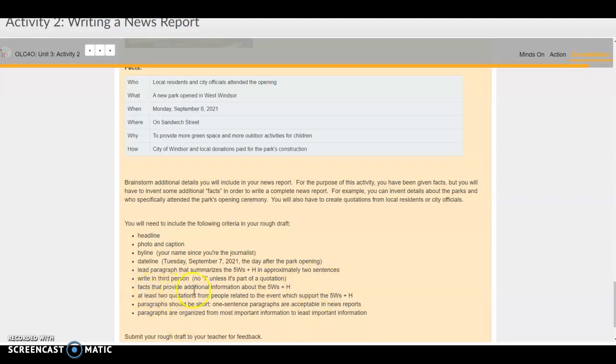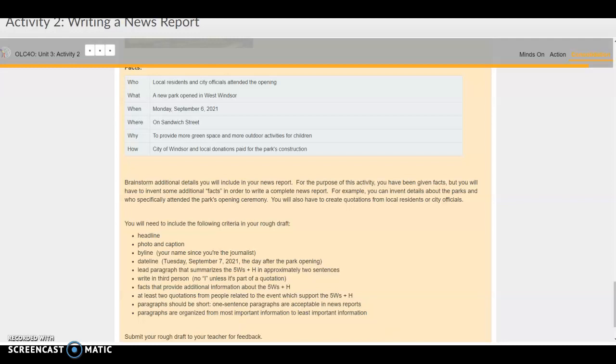You're going to include facts and provide additional information about the 5 W's and H. So after you've established your 5 W's and H in your lead paragraph, you're going to continue to explain them in your second and third and fourth paragraphs. You're going to have at least 2 quotations from people related to the event. So they could be witnesses, they could be city officials, they could be anyone that is relevant that is commenting on the new park. You're going to make sure that your paragraphs are short. They can even be one sentence. You can have really short paragraphs in a news report that are sometimes only one sentence. And you need to organize your paragraphs from the most important information to the least important information, as we've already talked about.